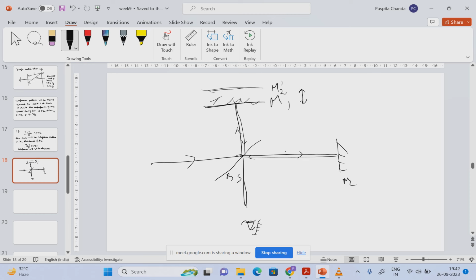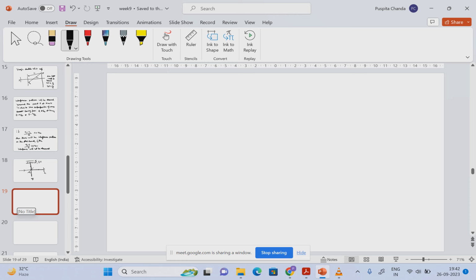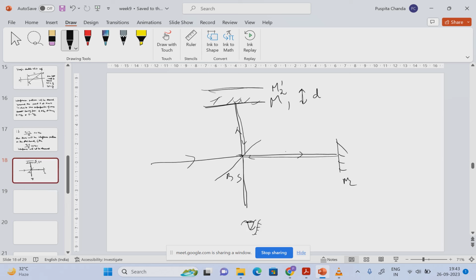So the distance between M1 and M2 dash is D. The beam which gets reflected by mirror M2 travels an additional path equal to 2D. M1 and M2 are not at the same distance. If this is X and this is Y, then Y minus X is D, and this will also be Y.